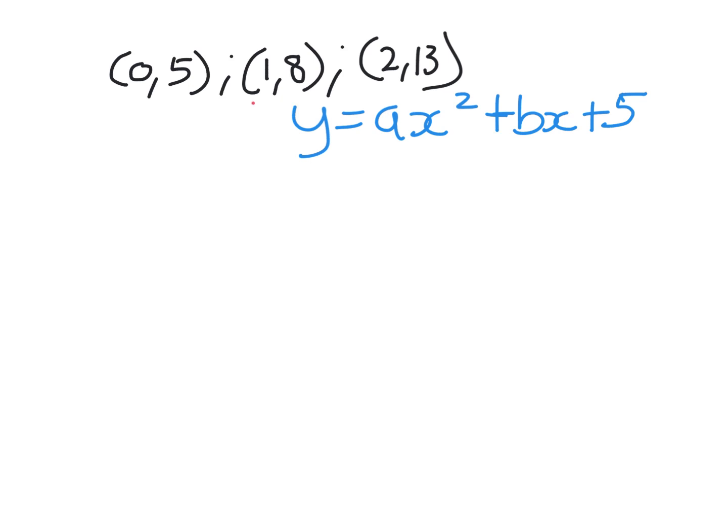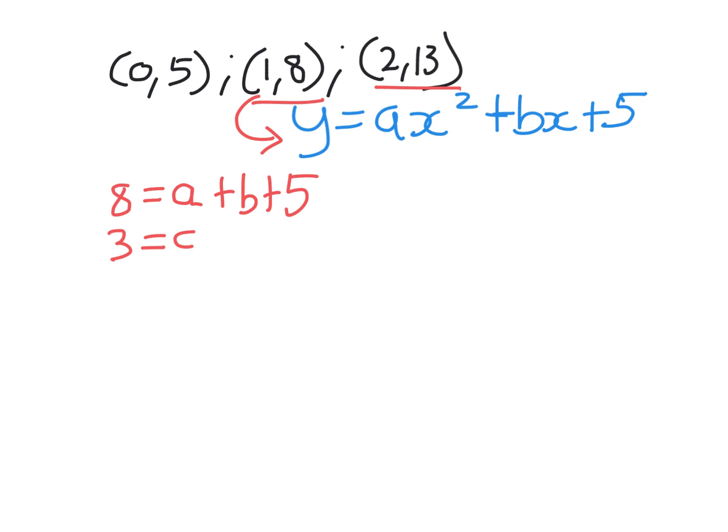We're going to get one equation from this point, one from this point. So I'm going to substitute 1, 8 into this equation. That means I'm going to replace y with 8, and I'm going to replace x with 1. So a times 1 squared is just a, b times 1 is just b, and then I have my plus 5. Subtracting 5 from both sides yields 3 equals a plus b.